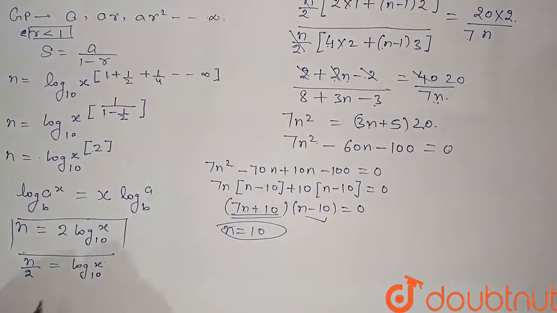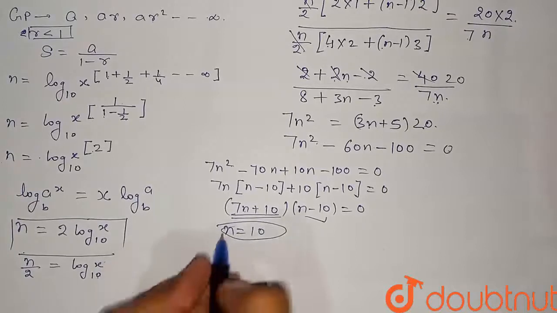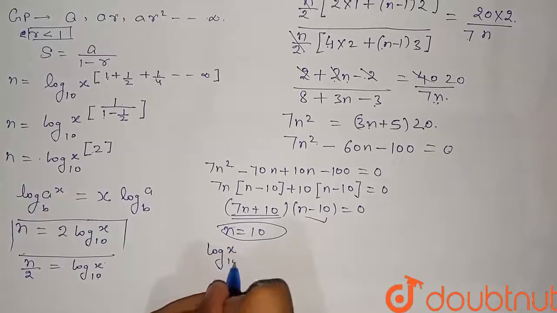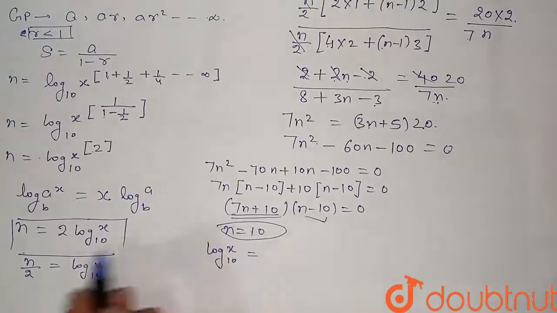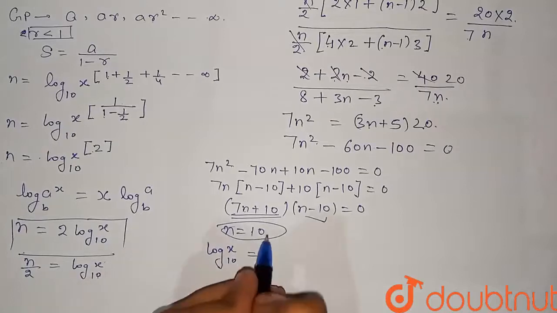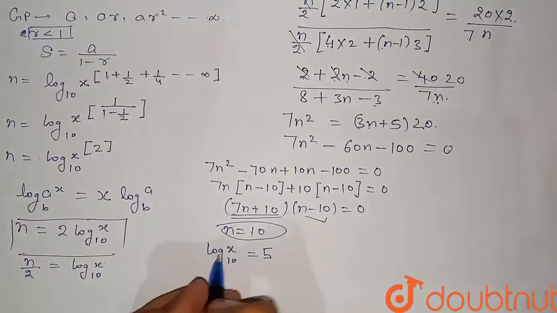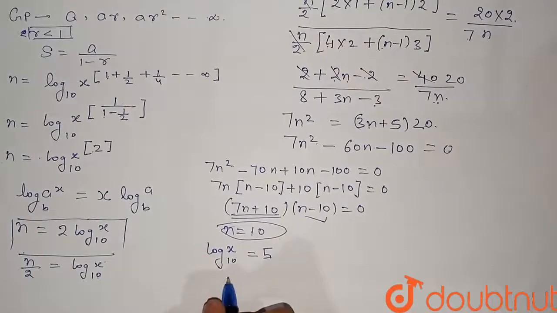Now if we elaborate this, n by 2 is equal to log of x base 10. So this log of x having a base 10, the value of this term will be equal to n by 2 by using this equation. So it will be 10 by 2, that is 5. So we can write the value of x, and x will be equal to 10 power 5 by using the basic logarithm. So here this x will be equal to this 10 power 5. This is the answer for this question.